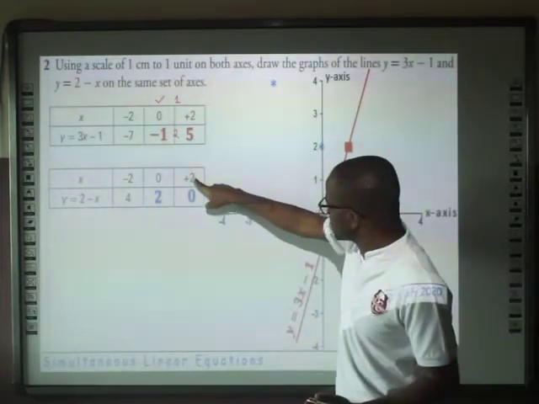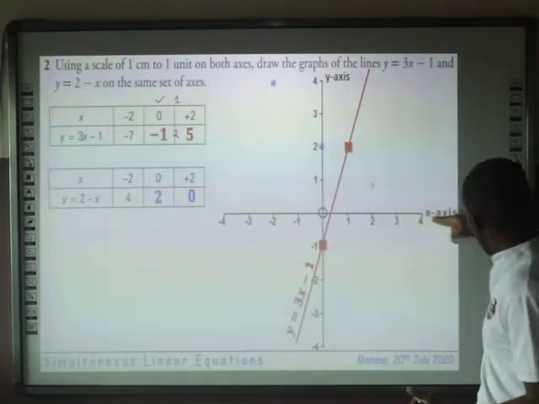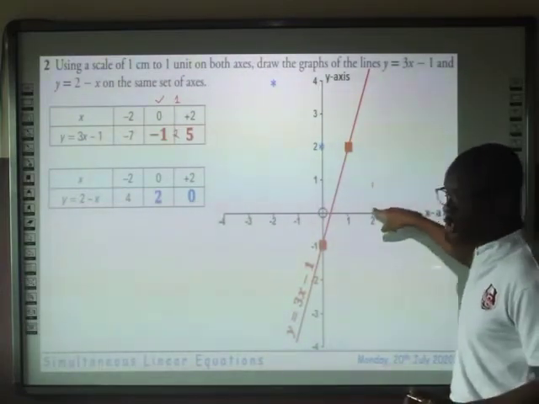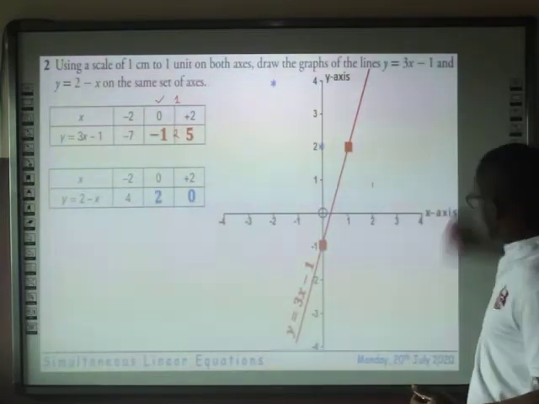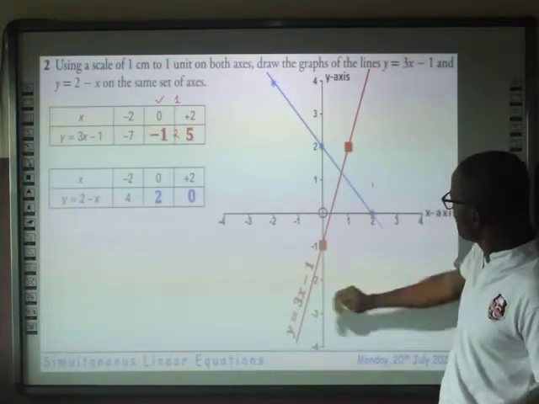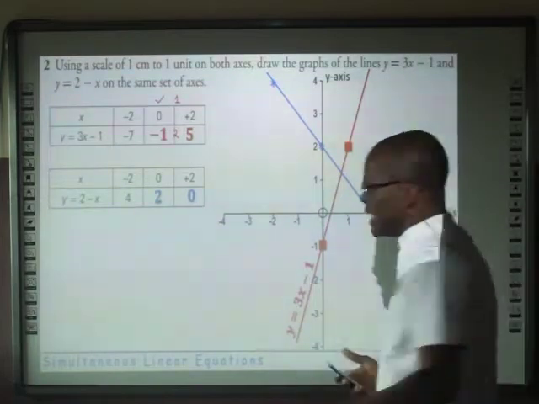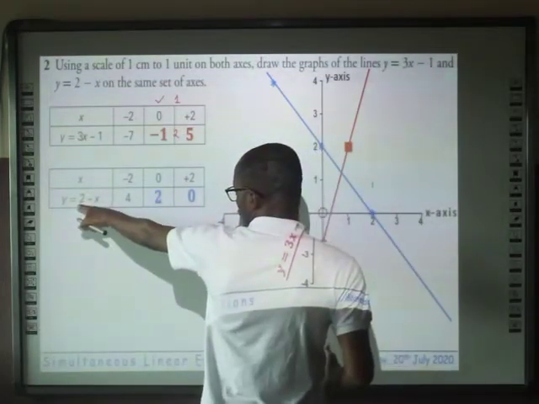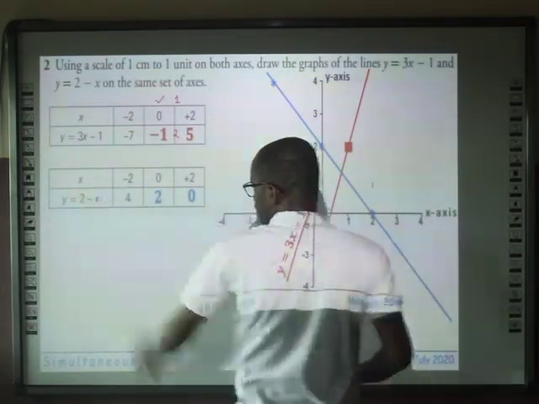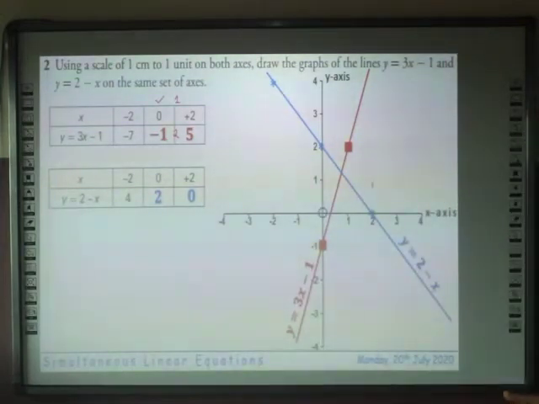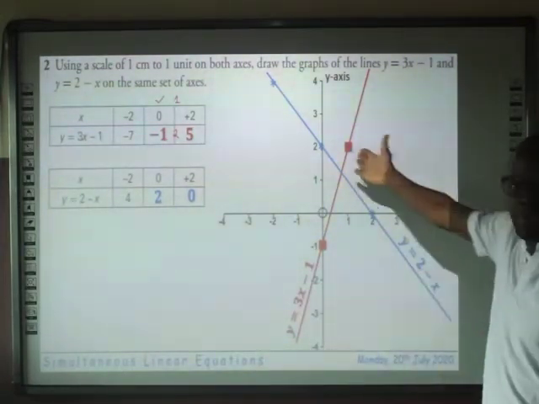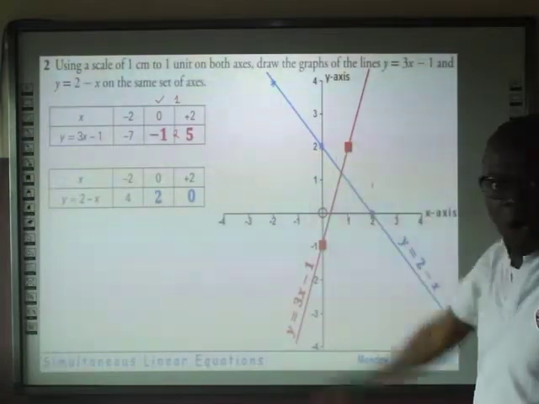Okay? And finally, when x is 2, y is 0. It's going to be on the x-axis. Right there. So we have the 3 points, and there is our line. So the blue line, don't forget to put the label, the blue line will be for the equation y is equal to 2 minus x. And there you have it. So we're able to draw the graphs of the 2 lines.